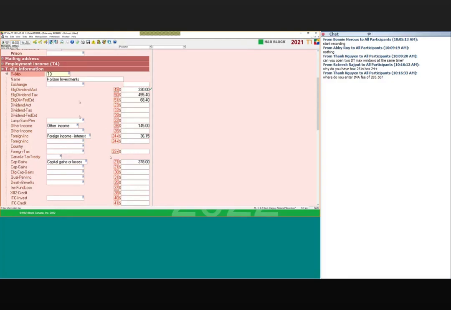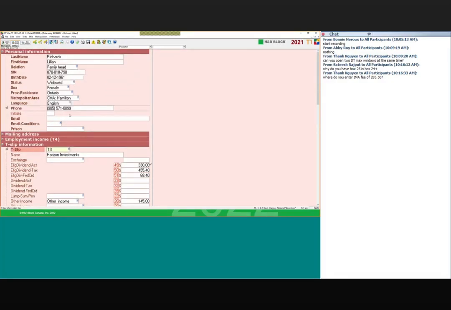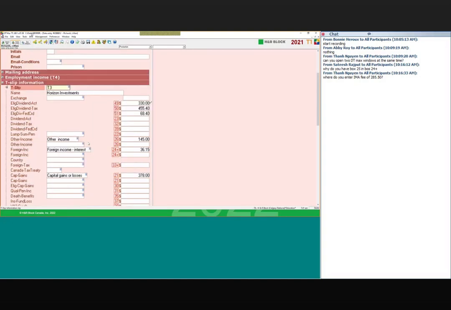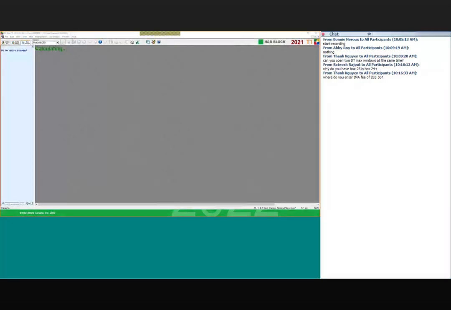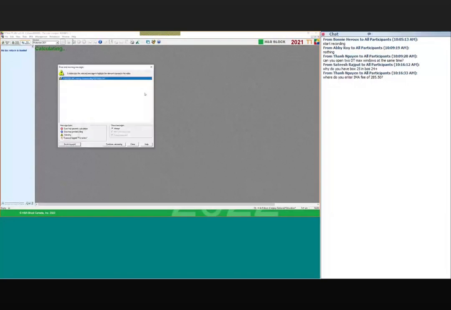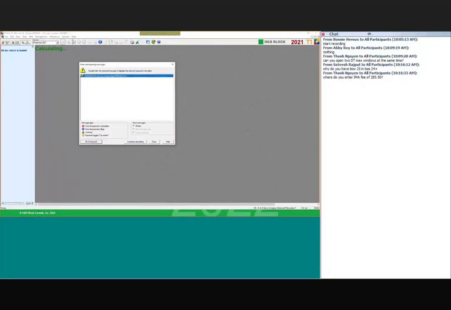So hopefully you guys have just put in the T4, mailing address. I'm going to recalculate the tax return, and look what happens. If you recalculate, what does the DT max? Are y'all getting this error message?